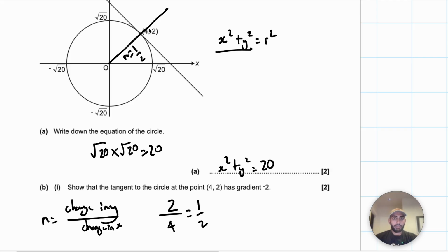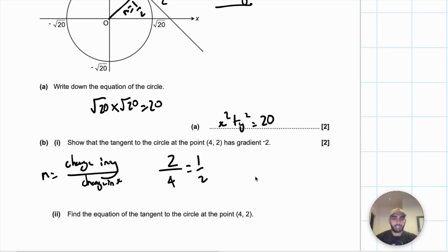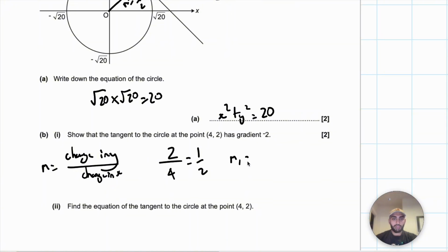I know that when I have a perpendicular line, the gradient of that line will be the inverse reciprocal of that. So this one would be negative 2, so I've flipped that and I've changed the sign to become negative 2. So the first gradient was 1/2, the second gradient would be negative 2. And the way that you can prove this is 1/2 multiplied by negative 2 would be negative 1.